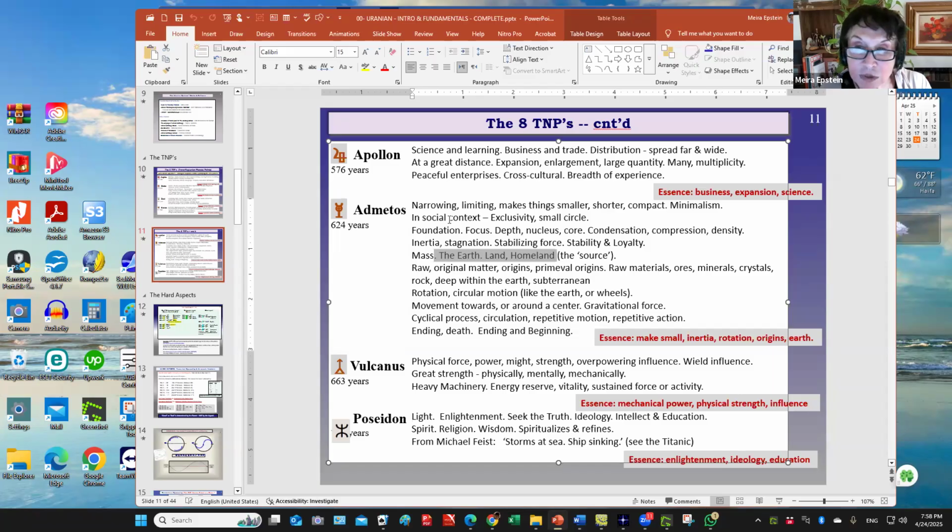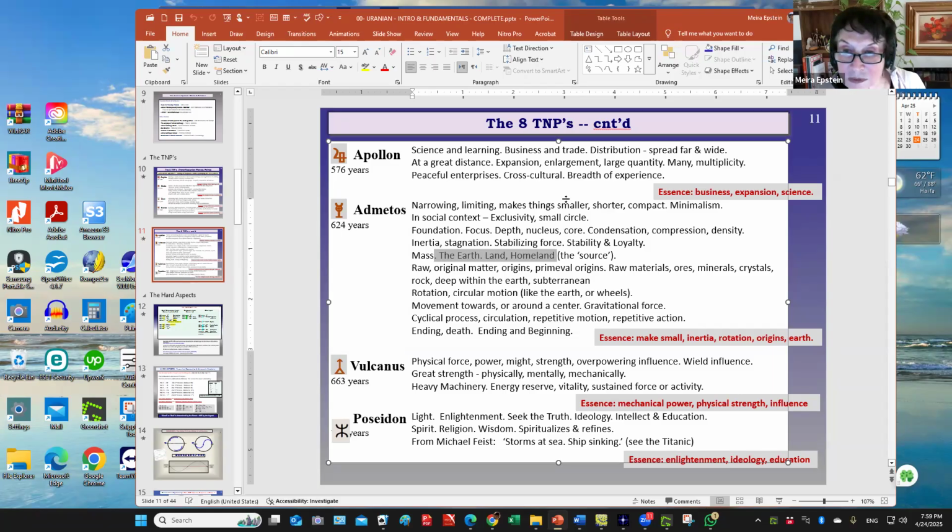Next is foundation, focus, depth, nucleus, core, condensation, compression, density. It's like something that's very focused, very condensed, very centered. So the ability, sometimes literally the ability, to focus, to go to the core of things, to the essence of things. It's focus, literally. I could spend a lot more time on each one of these, but I don't want to. I just want to give you the initial gist of it so we can eventually see them in charts.